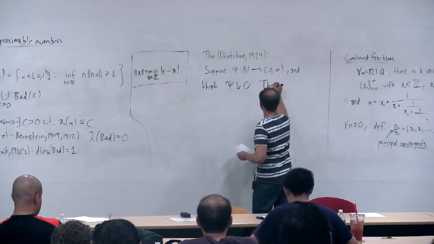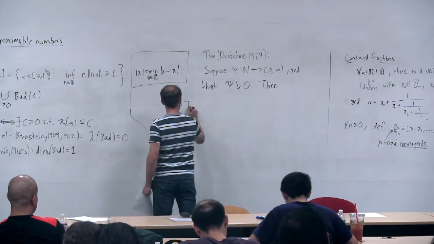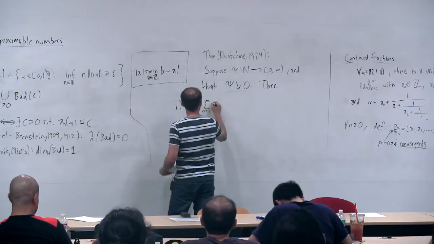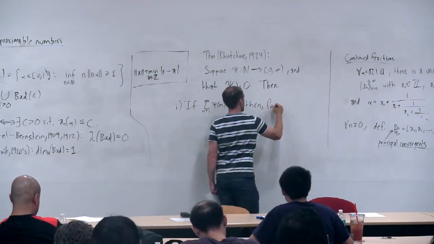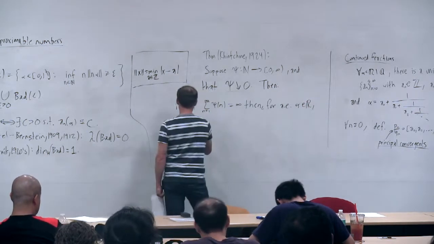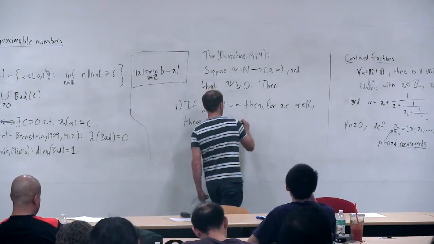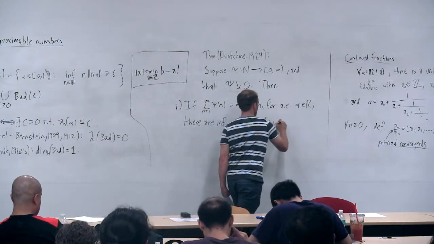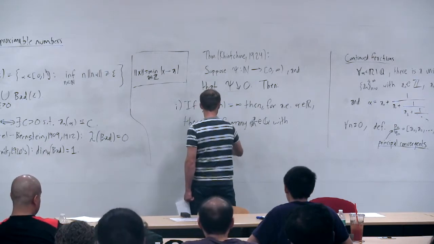Then there are basically two possibilities in terms of Diophantine approximation for what can happen. Possibility number 1: if the sum from n equals 1 to infinity of psi(n) diverges, then for almost every alpha in R, there are infinitely many rationals a over n in Q with distance from alpha to a over n less than or equal to psi(n) over n.